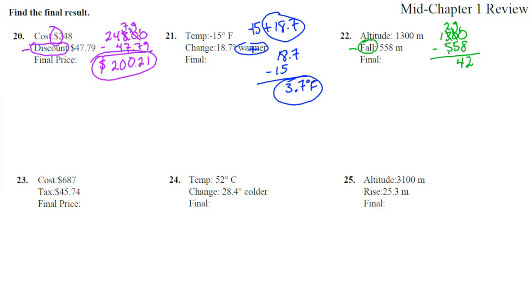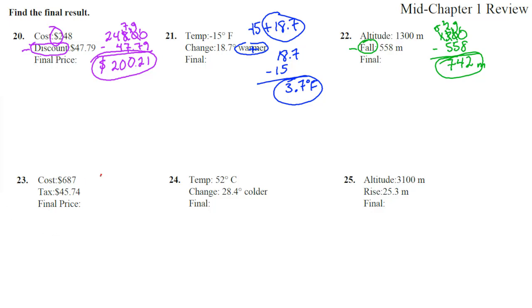2 minus 5 is too small. That's a 0. And that's a 1. 12 minus 5 is 7. And the strongest between those two is positive. So positive 742, and in this case it's meters high. Number 23.